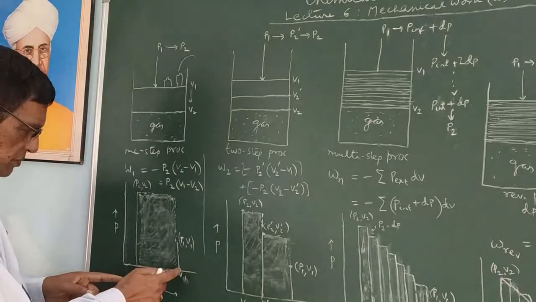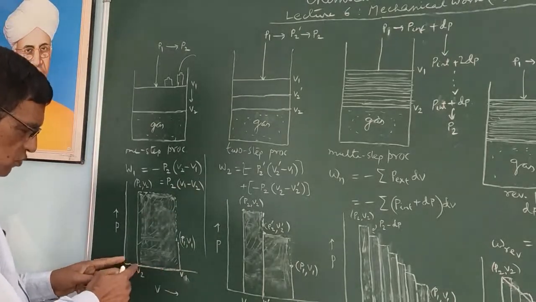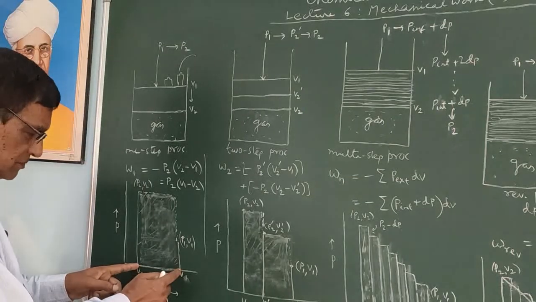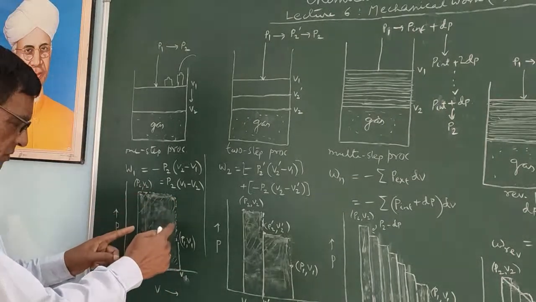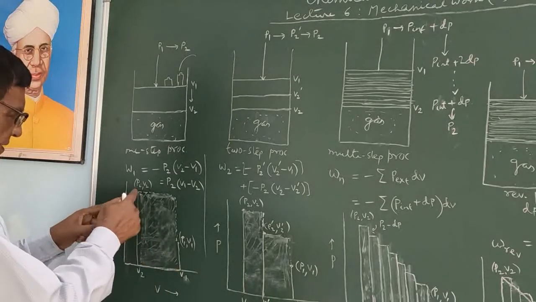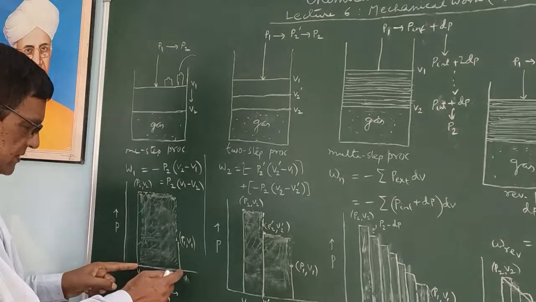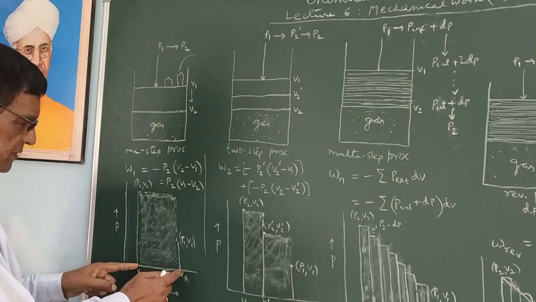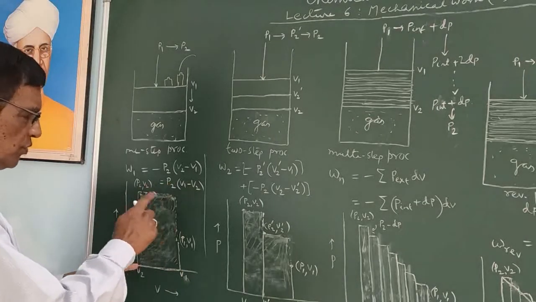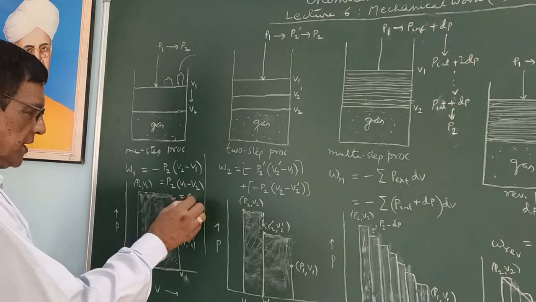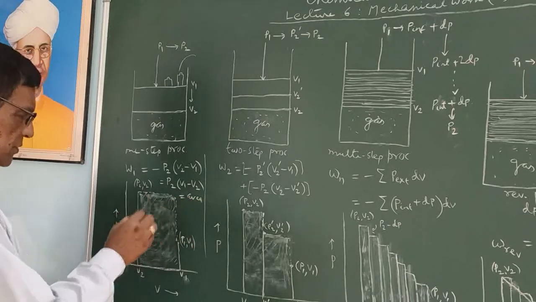So this is V1 and this is V2. V1 minus V2 is one side of this rectangular space, and the other side is P2. The product of these two gives you this area. The area gives you the work.